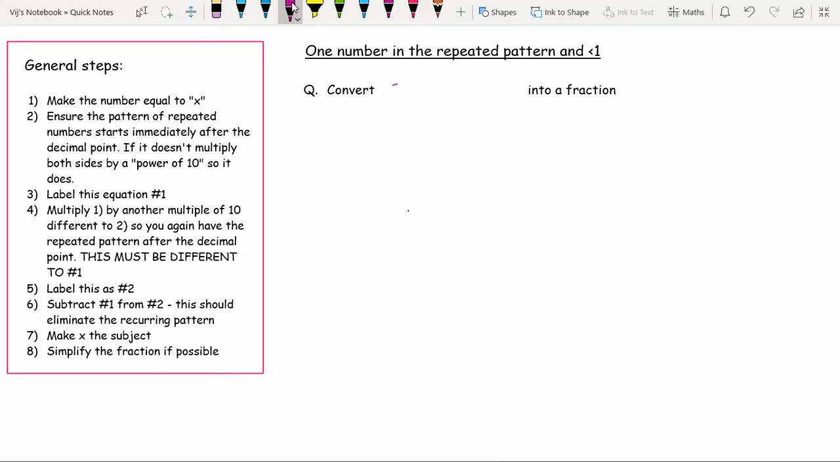So let's go for 0. Let's just pick two numbers, 816. So here we start off with x equals 0.816. Now you can see the pattern starts at 8, and the first number after the decimal point is 8, so that's absolutely fine. I've got three numbers in the pattern, so I'm going to multiply both sides by 10 to the power 3, which is 1,000.